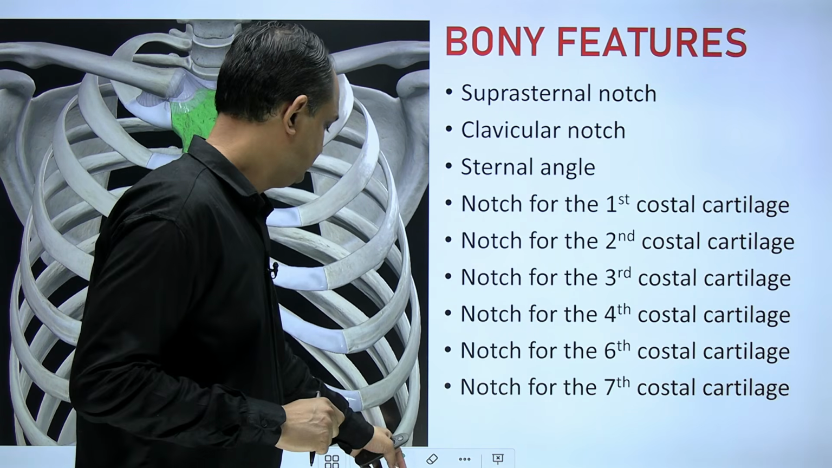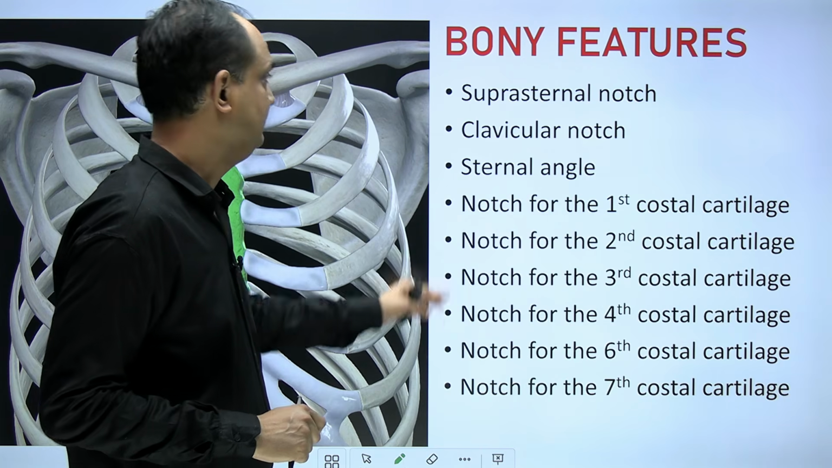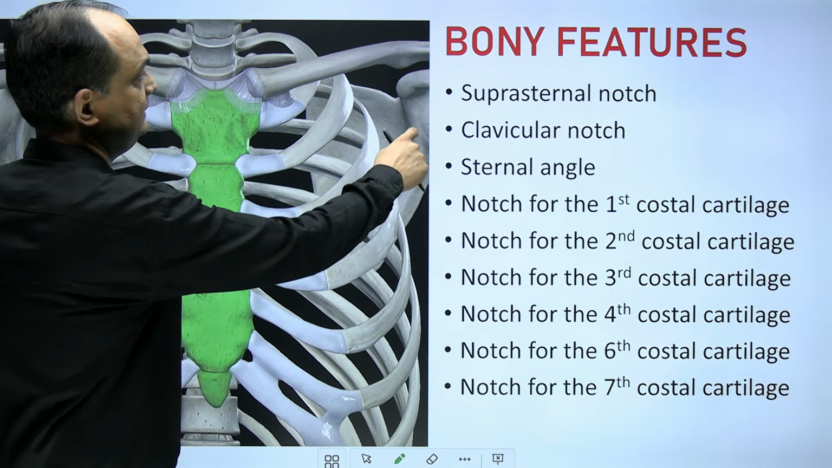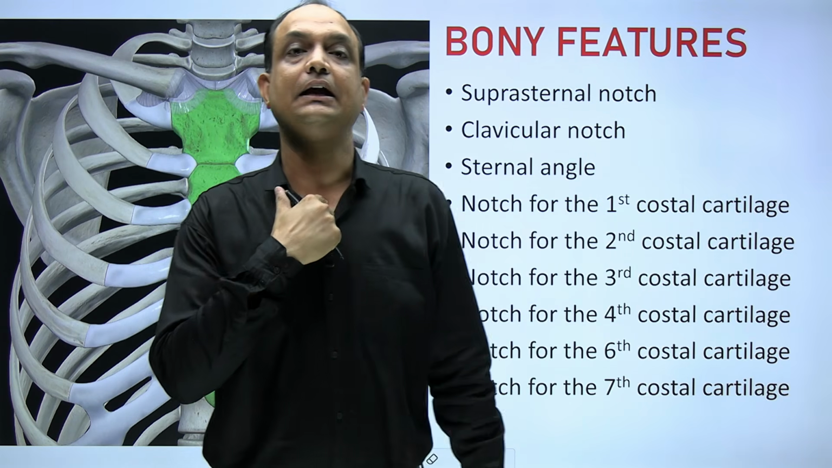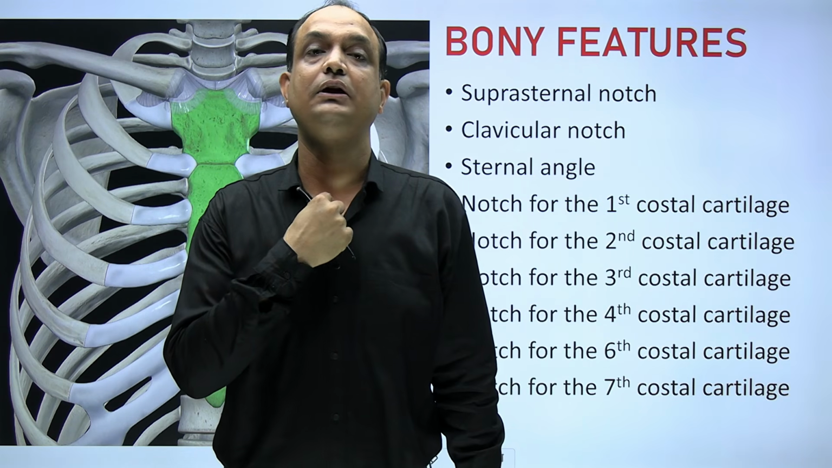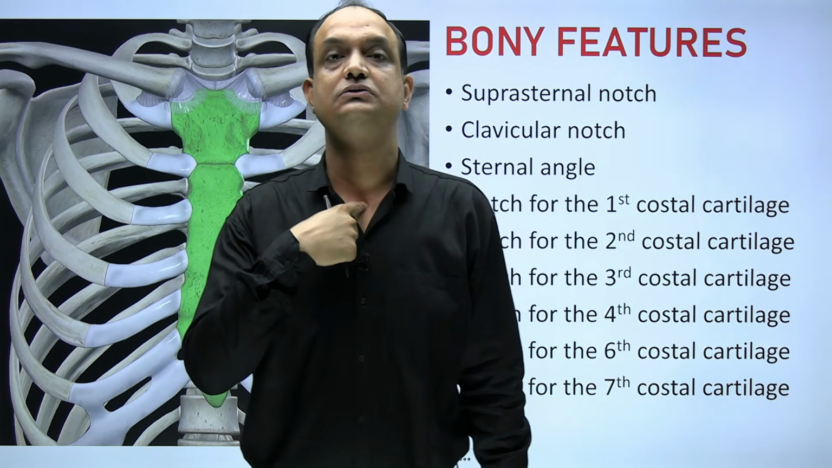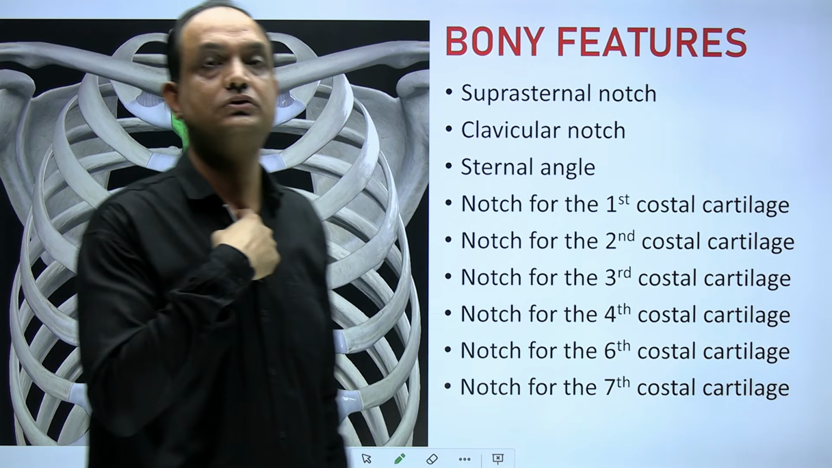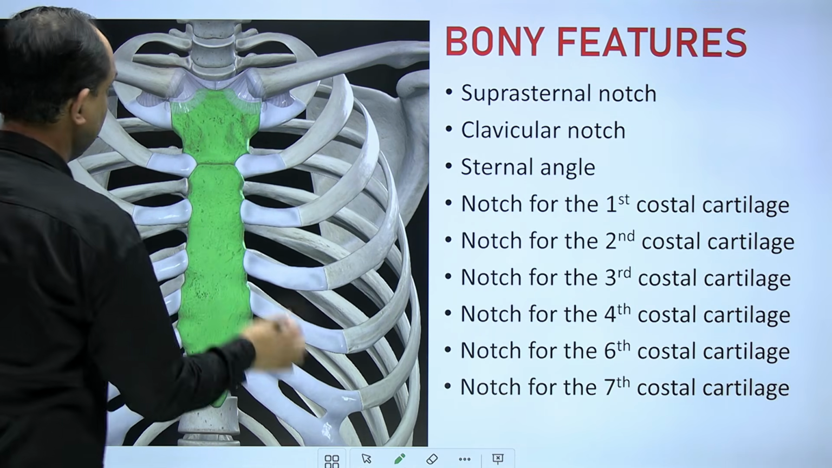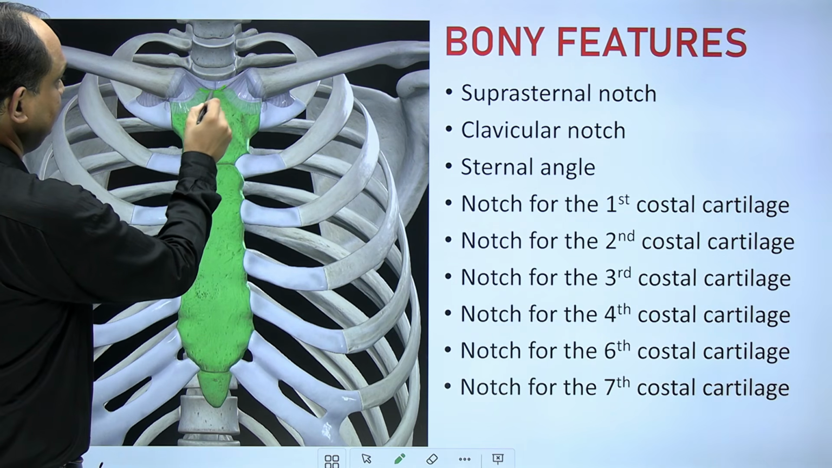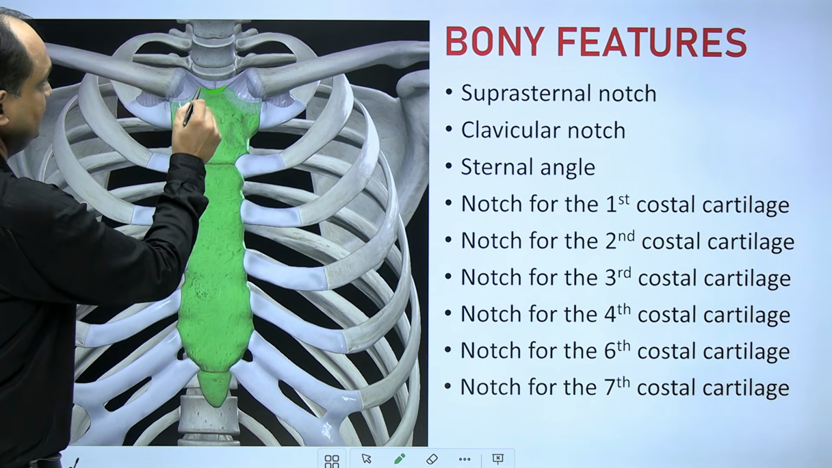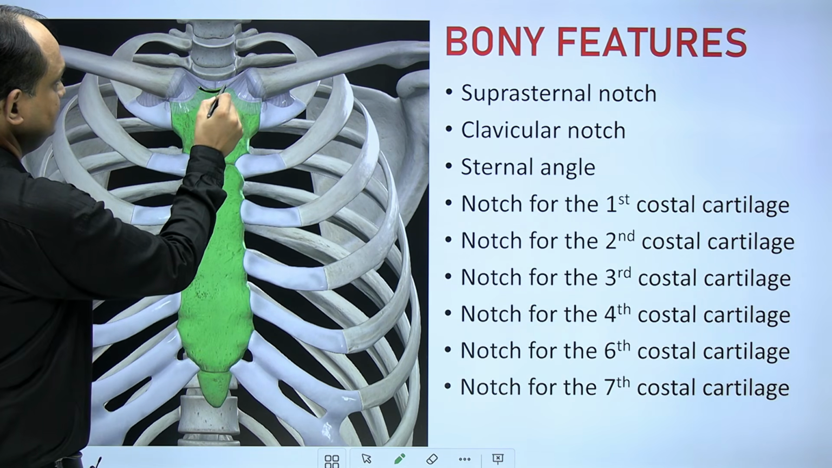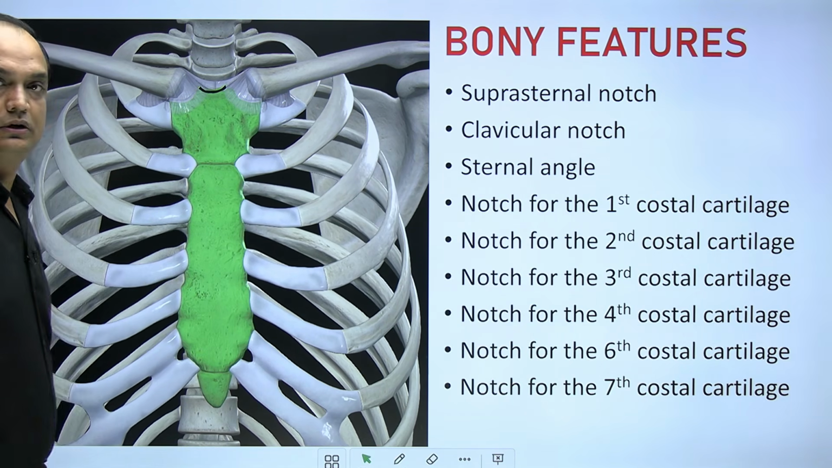So my dear students, when I am holding this bone in my hand, the first thing I will see is the suprasternal notch. This area between the two clavicles where you can put your finger is known as the suprasternal notch, or it is also known as the jugular notch. So this is the area where you can see this notch.